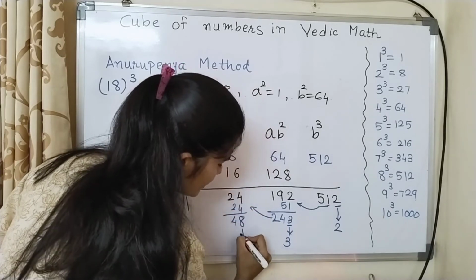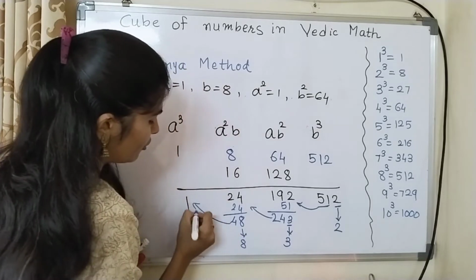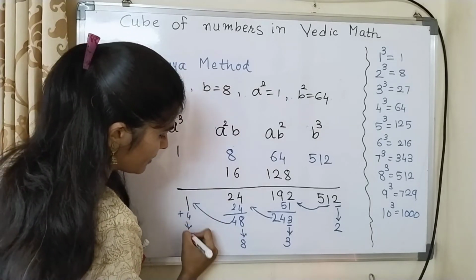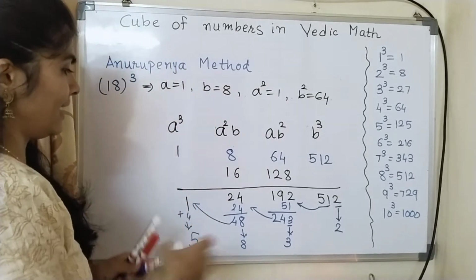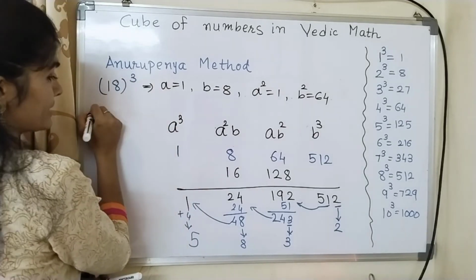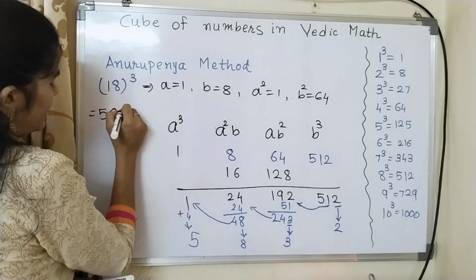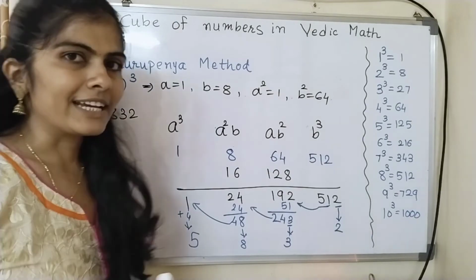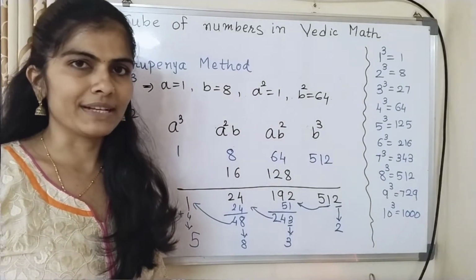But I will take just 8 over here, and 4 will go as carry with this, so it will become 5. So my final answer of the cube of 18 is 5832. You can check it with calculator. Let's take some more examples.